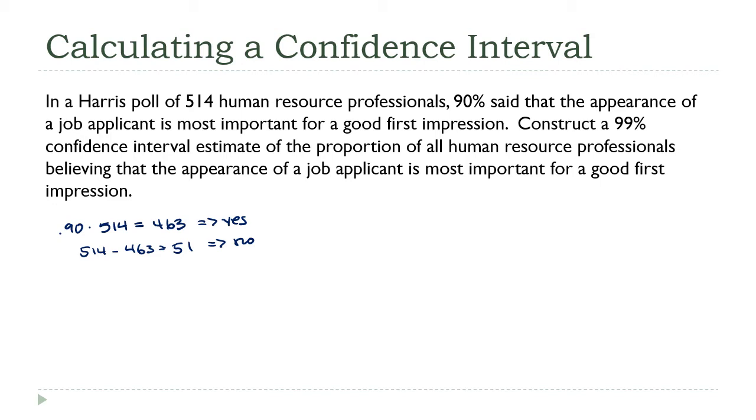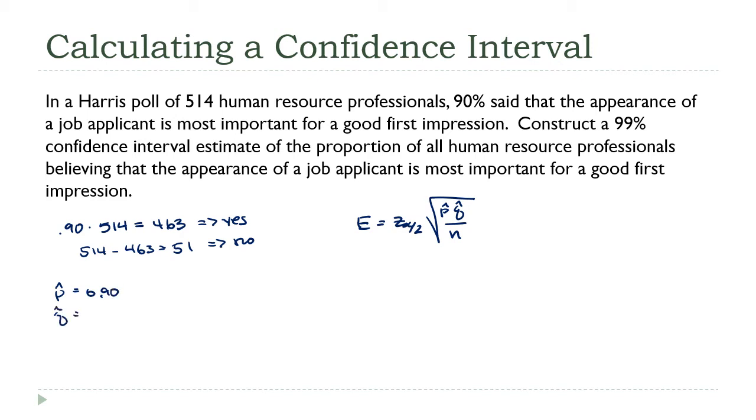Okay, so we're going to go to the formula. The formula says the margin of error is z alpha over 2 times the square root of p hat q hat over n. All right, so let's get our values now. P hat, that's the sample proportion. That's 0.9.